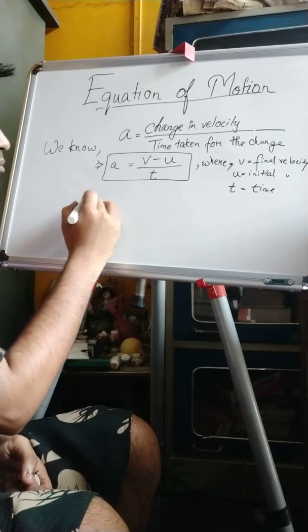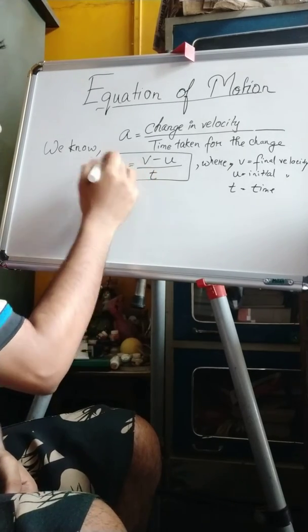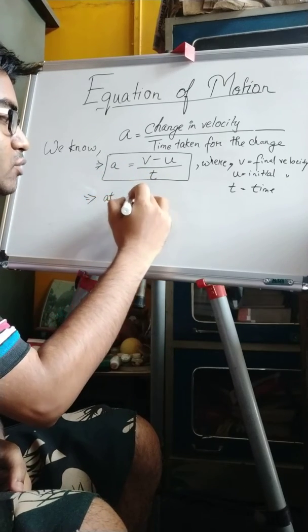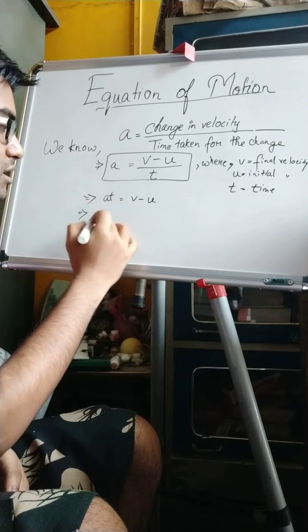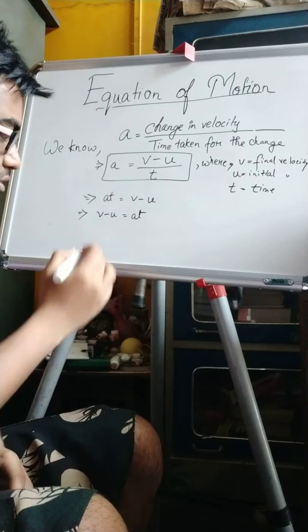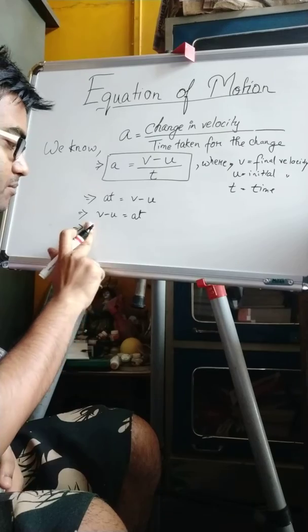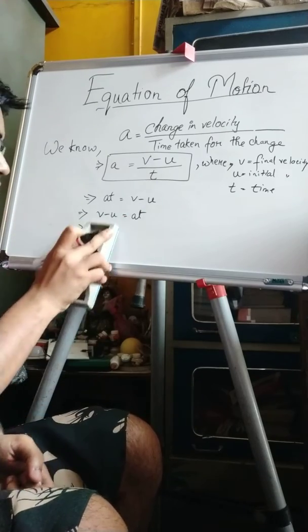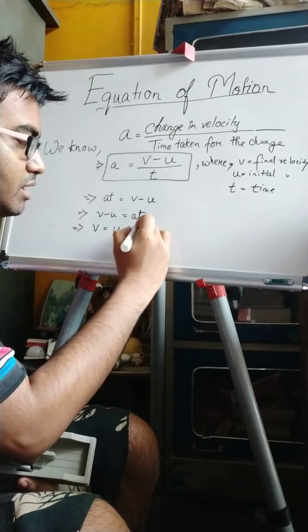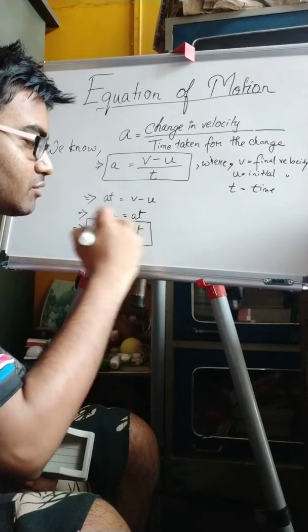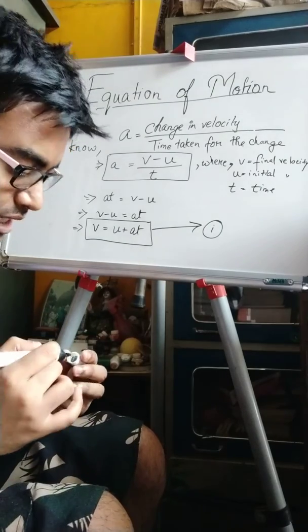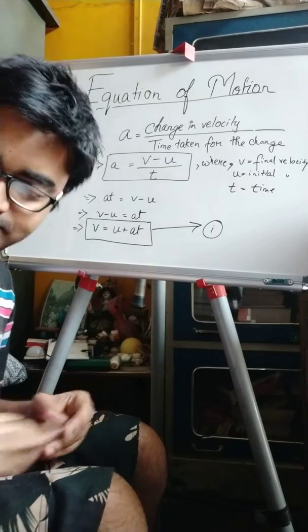Now what does this mean? We will use the unitary method, or you can just take this T over there. So it will be AT equal to V minus U. This implies V minus U equal to AT. We can write it like this, right? So this implies V equal to, if we take it there, U plus AT. So this is our first equation of motion: V equal to U plus AT. Okay? Am I clear? Yes, we are.